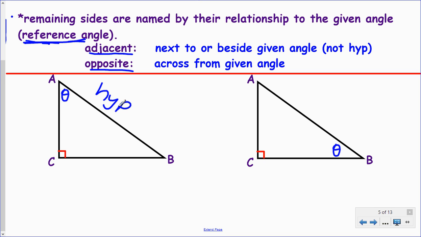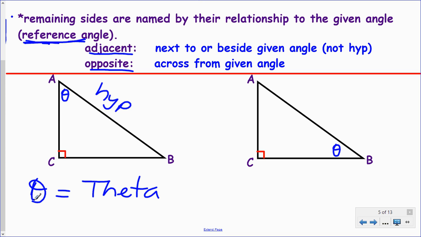Now, the other two sides we're going to label opposite or adjacent, but that's in relation to the given angle, which right now is represented by theta. This is a Greek letter. And you'll find that when we continue with trigonometry, we tend to use some Greek letters for symbols. So this is called theta, and often we use it to represent an acute angle in the right triangle.